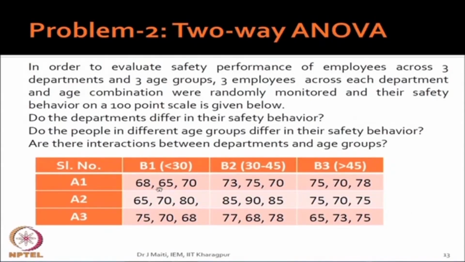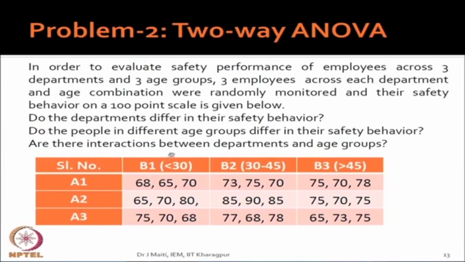So, the size of the sample for each combination is 3, and in total there are 27 observations. Across each department there are 9 observations, and across each age group there are 9 observations. Our objectives are: do the different departments differ in their safety behavior, do the people in different age groups differ in their safety behavior, and is there a relationship between departments and age groups.